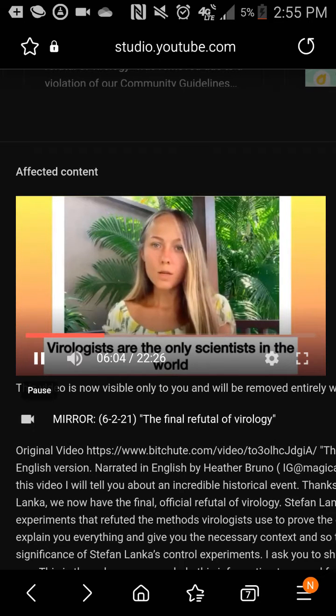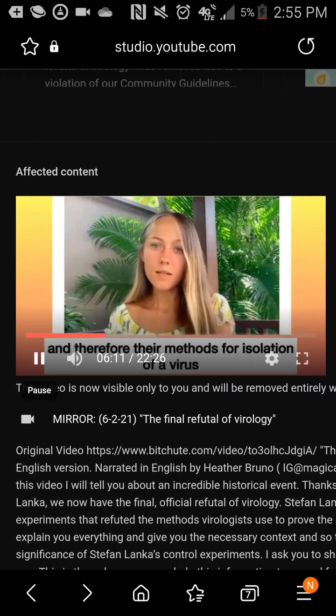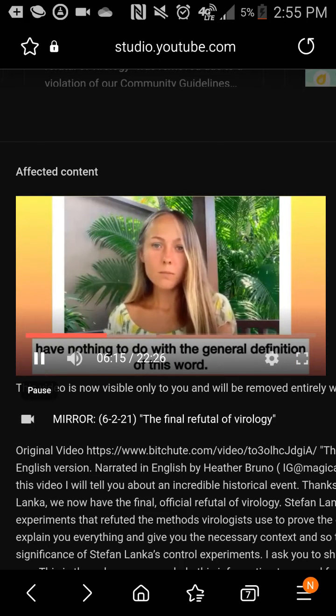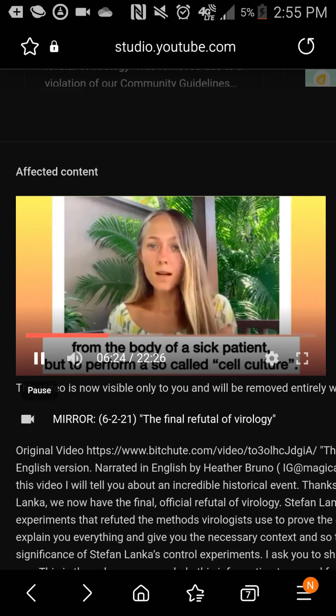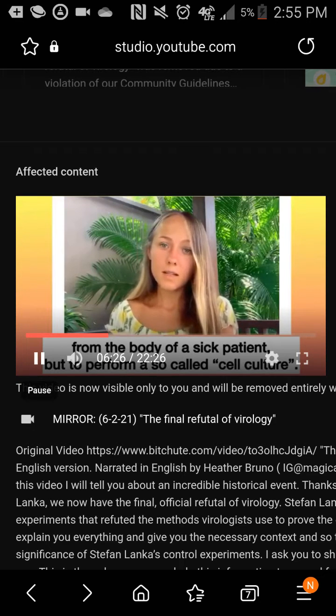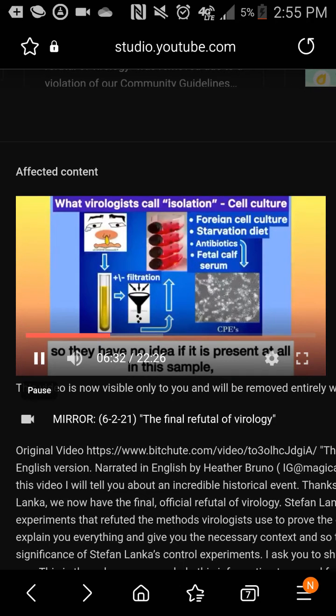Virologists are the only scientists in the world who have decided not to rely on the dictionary definition of a word, isolation, and therefore their methods for isolation of a virus have nothing to do with the general definition of this word. In virology, to isolate a virus means not to extract this virus from the body of a sick patient, but to perform a so-called cell culture. They take samples of lung fluid from which they do not isolate the virus, so they have no idea if it is present at all in the sample.